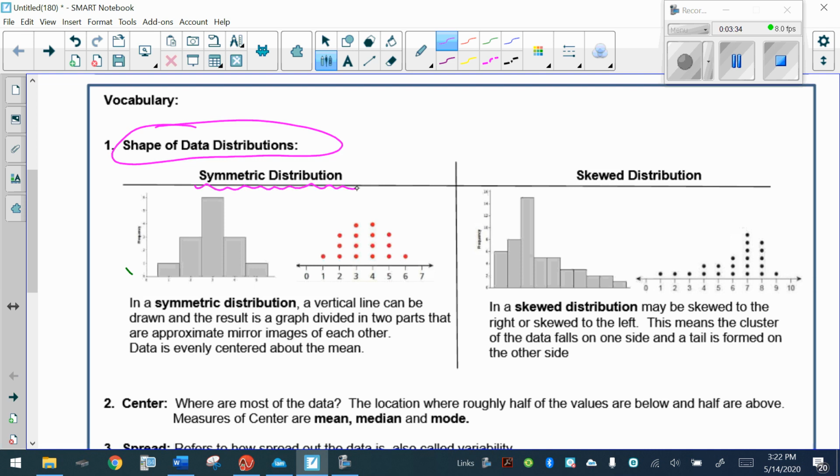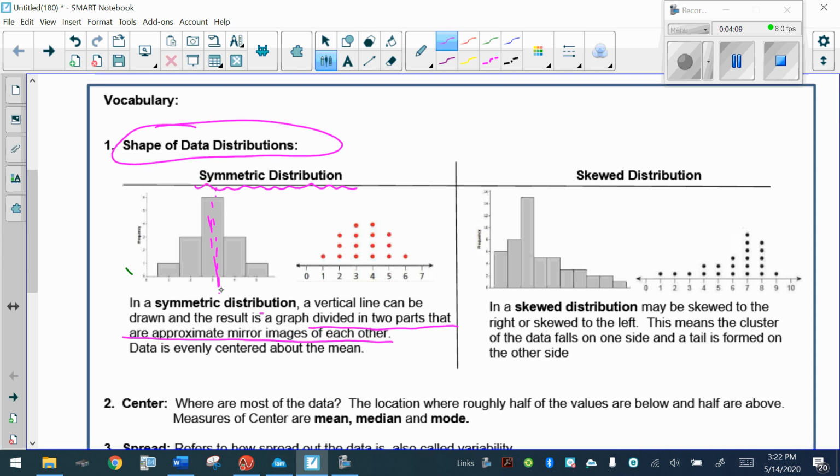If you think about what the word symmetric means, we know that if something is symmetric, it's equal or the same on both sides. Down below it says, in a symmetric distribution, a vertical line can be drawn and the result is a graph divided in two parts that are approximate mirror images of each other. I'm going to underline that part.